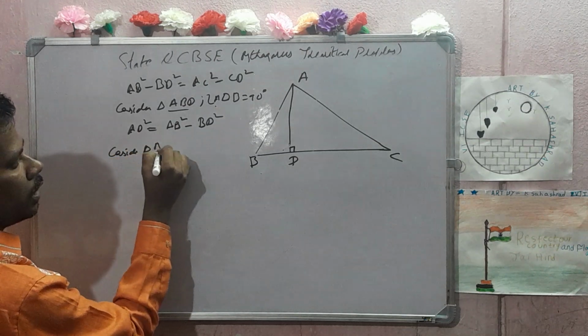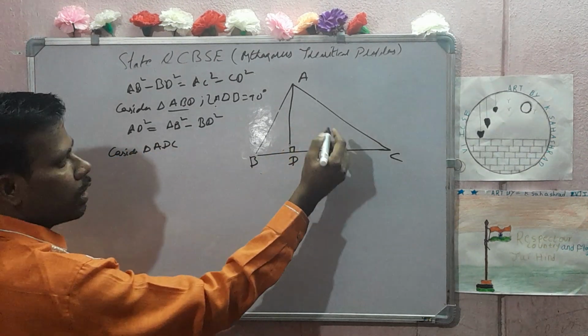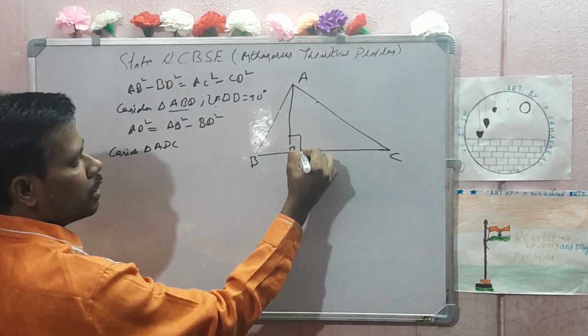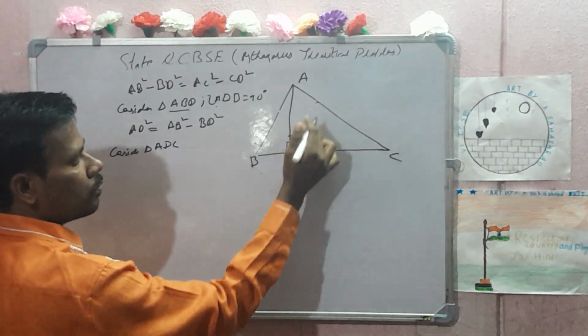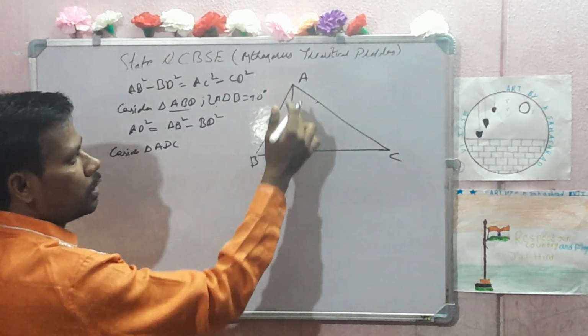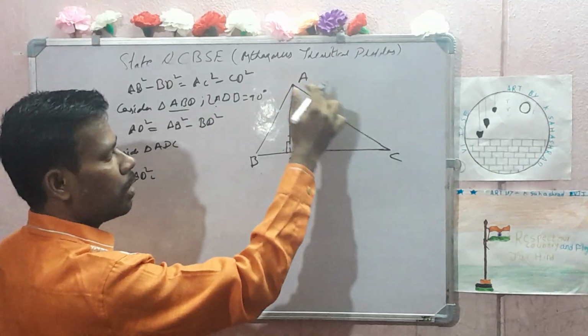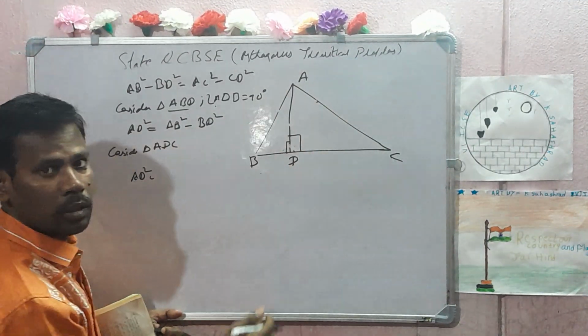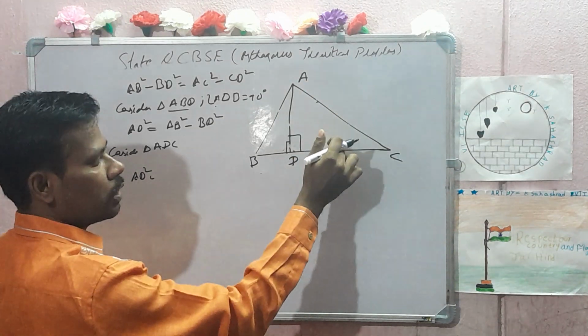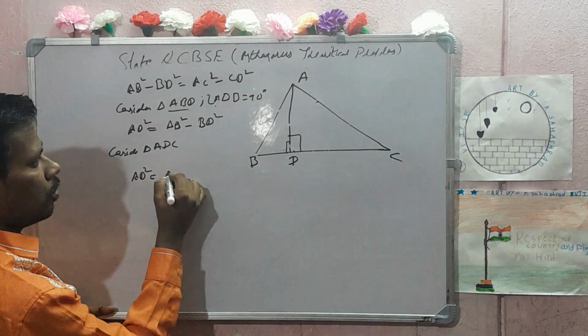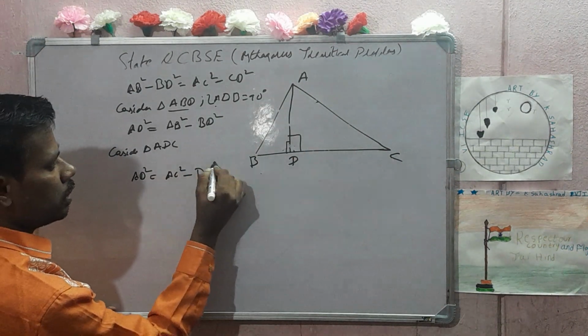Consider triangle ADC. This triangle you have to consider now. Now I want AD square. How will we get this length? Hypotenuse square minus this length. This longest side square minus this length is equal to AC square minus DC square, right?